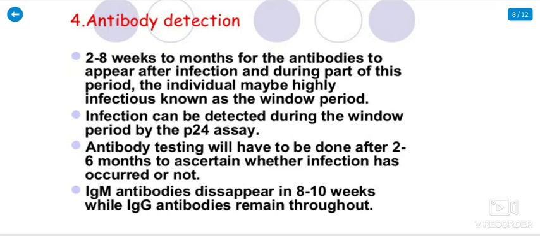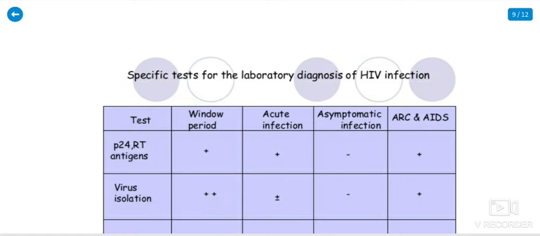The infection can be detected during the window period by the P24 assay. Some of the antibody tests will have to be done after 2 to 6 months to ascertain whether infection has occurred or not. Immunoglobulin M antibodies disappear in 8 to 10 weeks, while immunoglobulin G antibodies remain throughout.